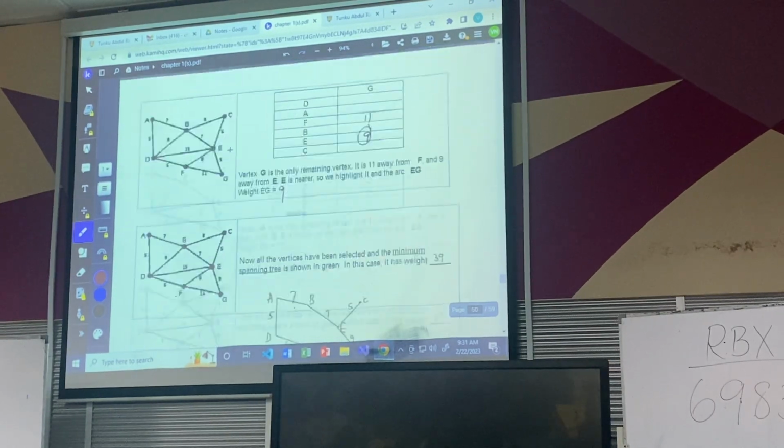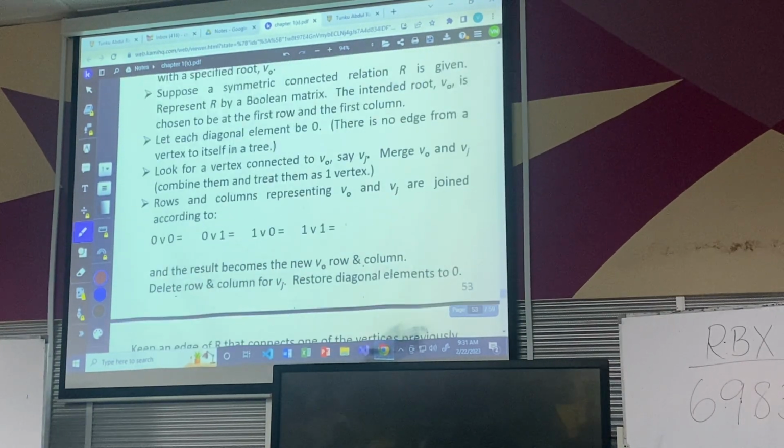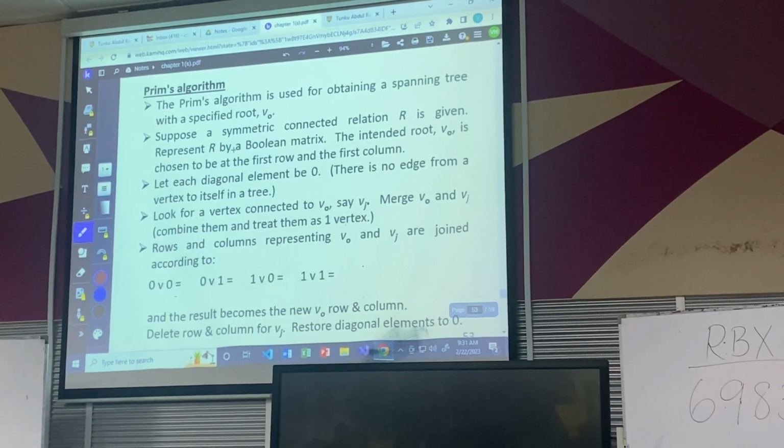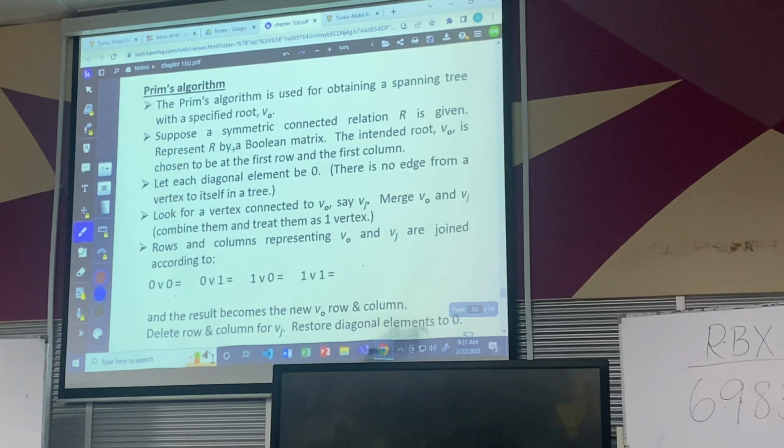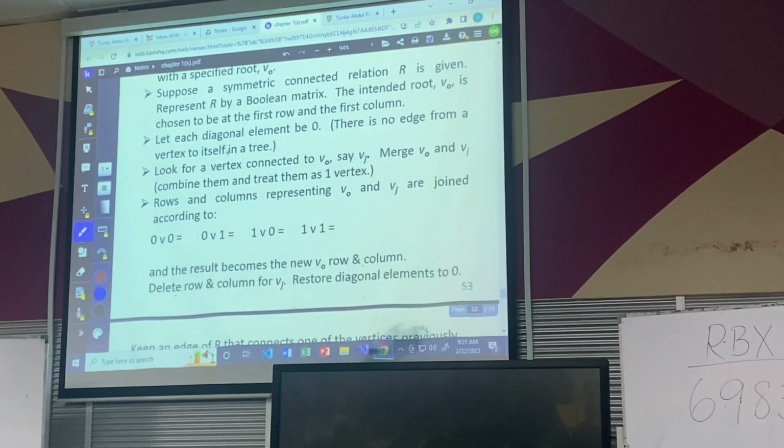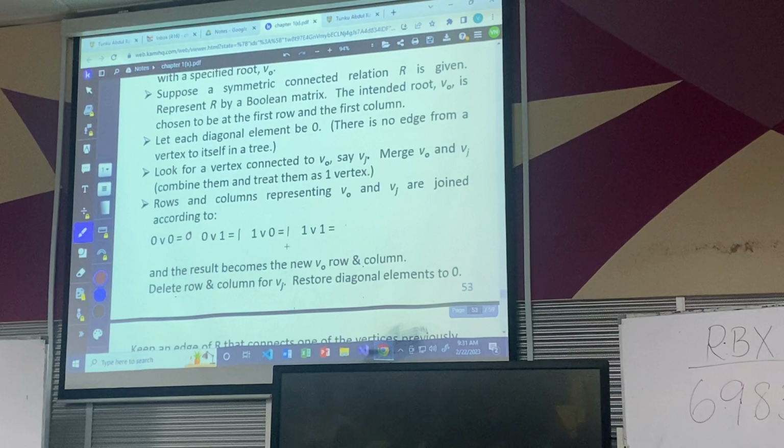So now we look at the graph if there is no weight. Now I hope you still remember if you have 0 or 1 in the matrix, how do you combine it? Last time, how did you do it when you did the logic? 0 or 0 is 0, 0 or 1 is 1, 1 or 0 is 1, 1 or 1 is 1. Okay, we will use this concept to combine the vertices that are connected to each other.